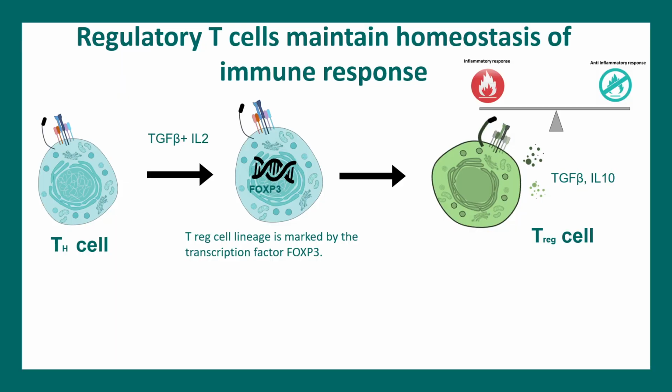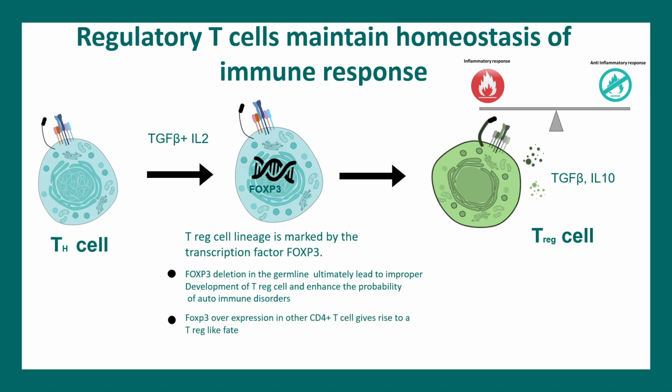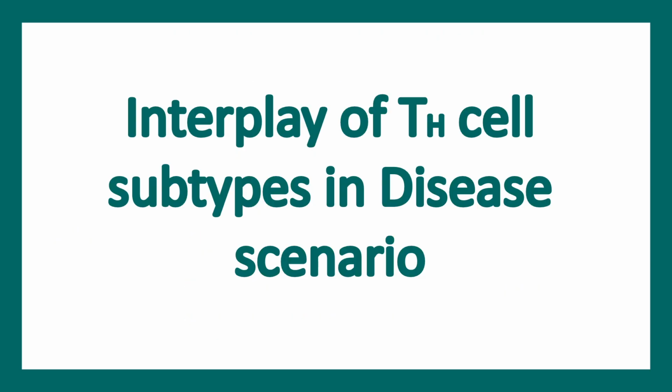Treg cells are marked by the lineage marker FOXP3. Now FOXP3 deletion in the germline ultimately leads to improper development of the Treg cells. On the other hand, FOXP3 overexpression in other CD4 T cell lineages converts the fate into a T regulatory-like situation. That means FOXP3 is really important for the T regulatory cells.